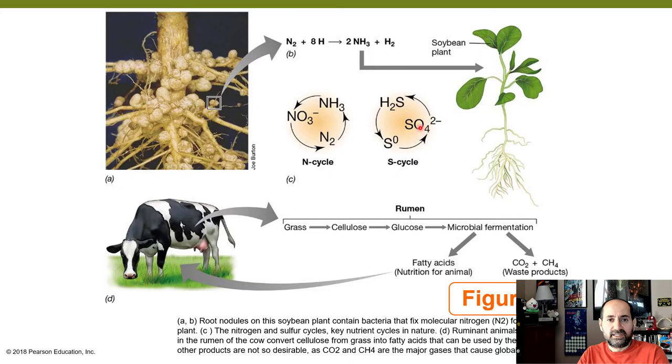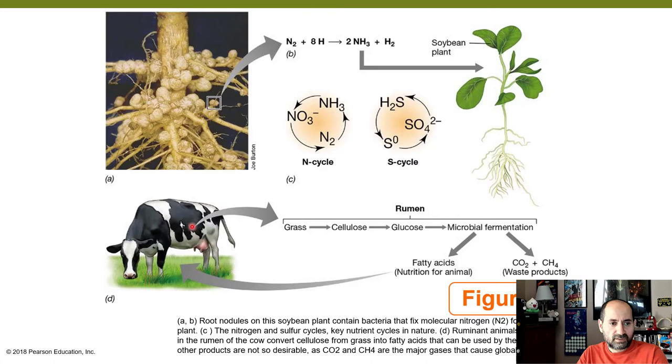Plants take the hydrogen sulfide and oxidize that to sulfur, and then the plants can use the sulfate products from that reaction in order to grow. So sulfate is important for plants to grow. Nitrates are important for plants to grow, and it's thanks to the microbial action that we have access to these sulfates and nitrates. And then you can see here it's the rumen.